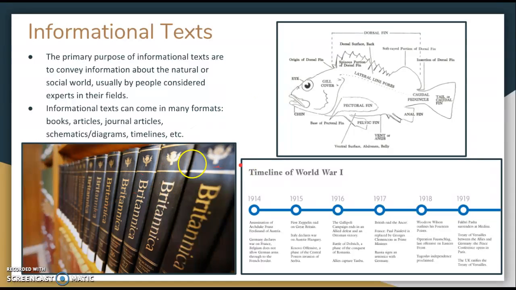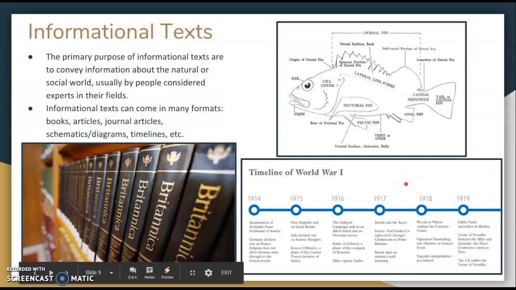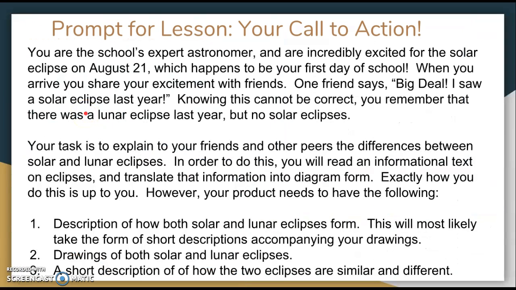So here we have an encyclopedia. Here we have a diagram of a fish, so parts of a fish. That would be considered informational text. And then here's a timeline, which also could be considered informational text.